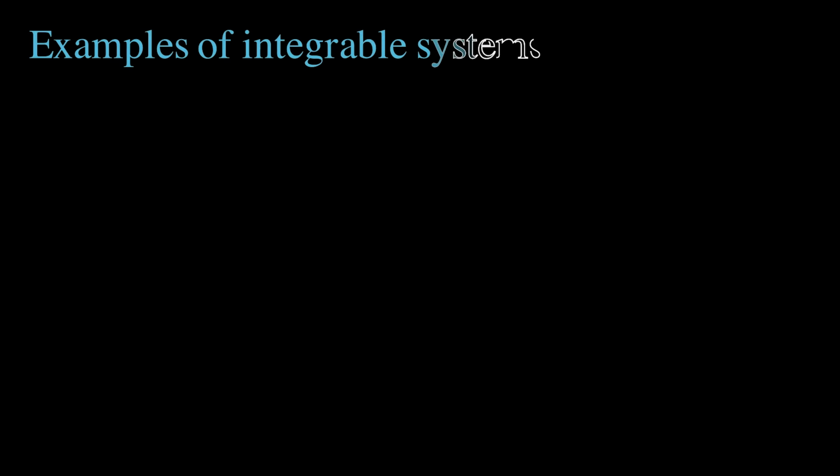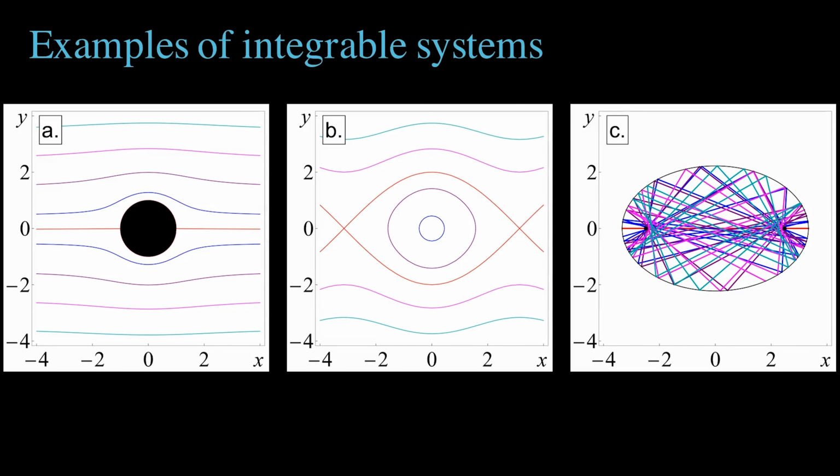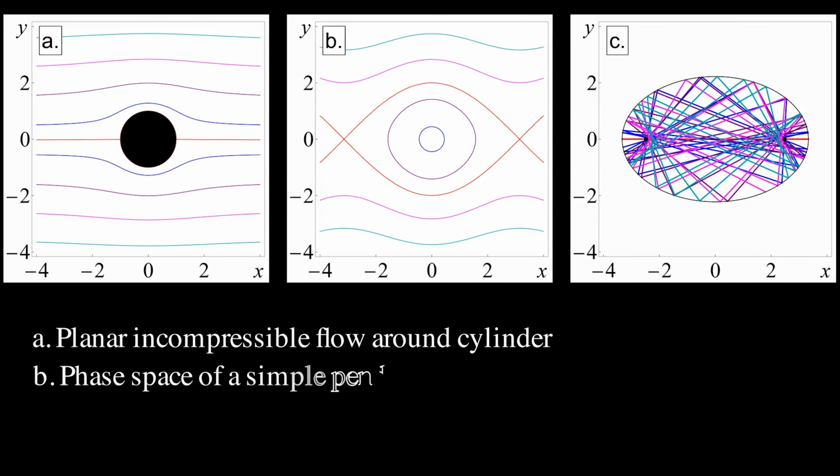The figures below provide three different examples of integrable systems. From left to right, they show laminar planar flow of an incompressible fluid around a cylinder, a simple pendulum, and an elliptic billiard, where the trajectories of test particles bouncing rigidly off the walls are shown in different colors. Among these three, only the second example, the pendulum, is shown in phase space, where the coordinate x represents angular deviation and y is its conjugate momentum.